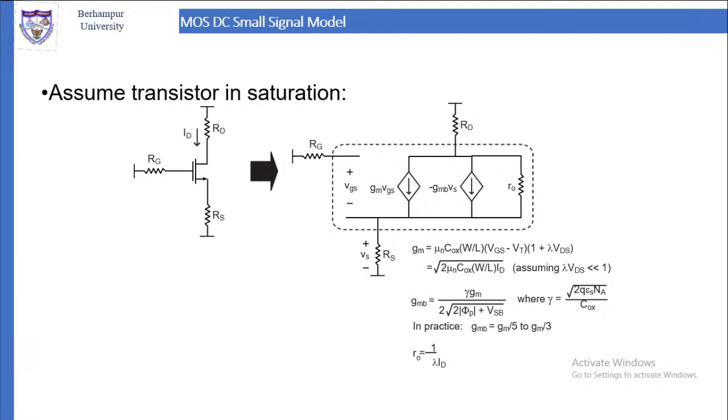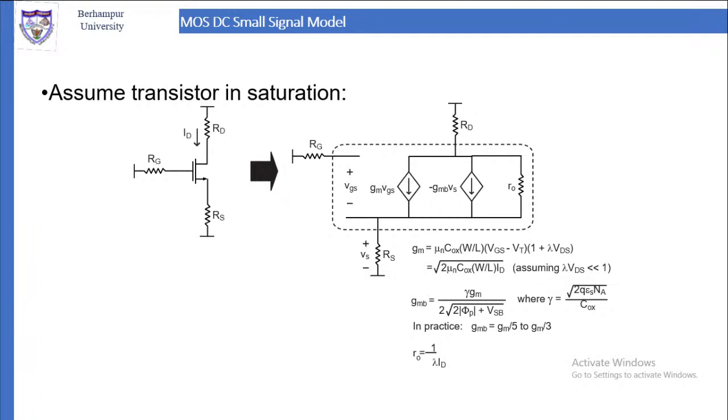Under the assumption lambda ds is much less than 1, you can neglect lambda ds. The rest of the thing, from the previous slide, we can put the values of the rest of the terms. So we will get it this way.